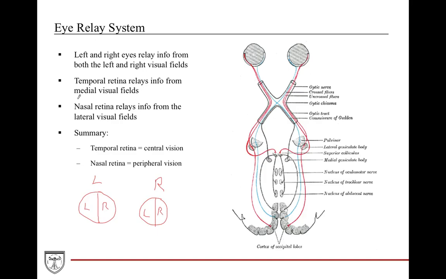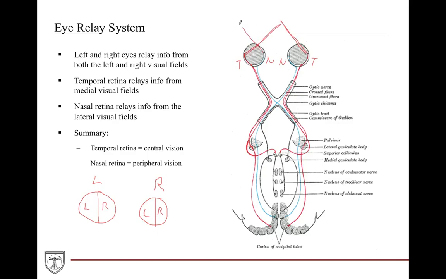And if you look, your temporal retina, which is the retina located by your ears, controls all the medial visual fields. So if you follow these red lines right here, this is your temporal retina on the outside, and this is your nasal retina on the inside. So what happens is your temporal retina actually gets stimulus from this direction.